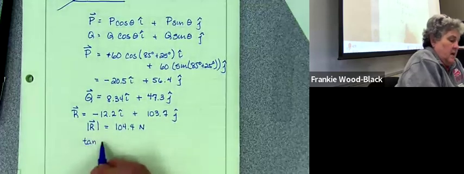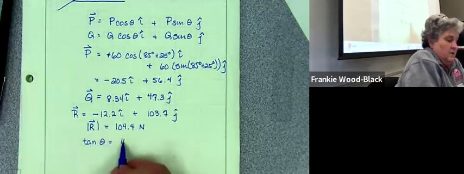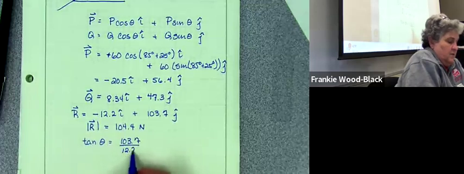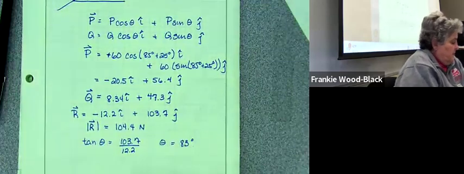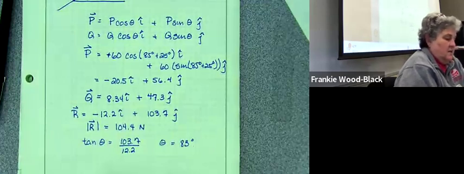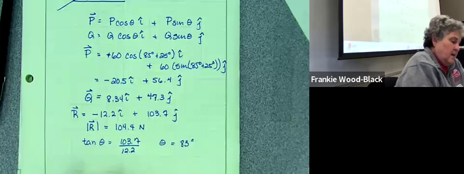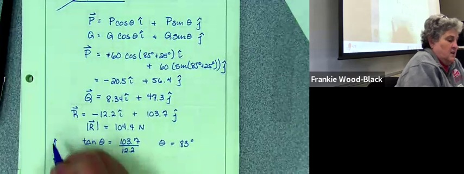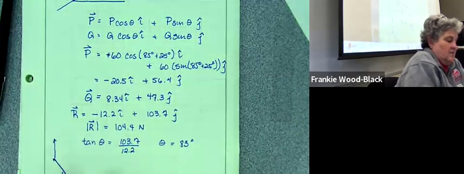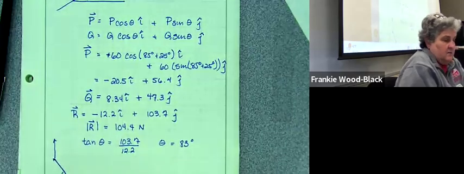The tangent of my angle is 103.7 divided by 12.2. My angle ends up being 83. But you've got to figure out where that is, right? You've got to figure out what that 83 is. But that's easy enough: if my P is in this direction, my Q is in this direction, this is the 83-degree angle that I figured out.